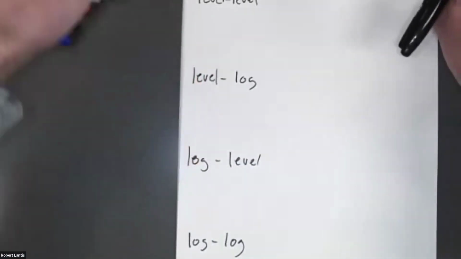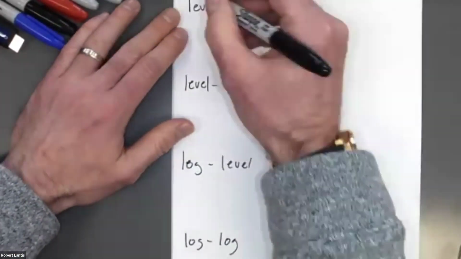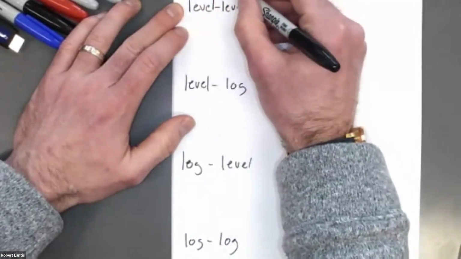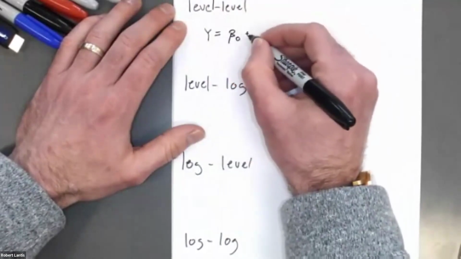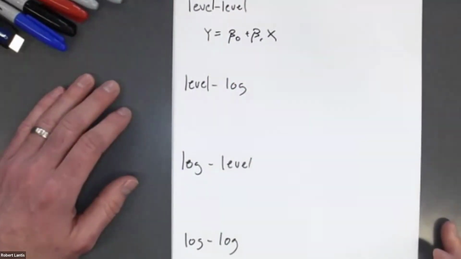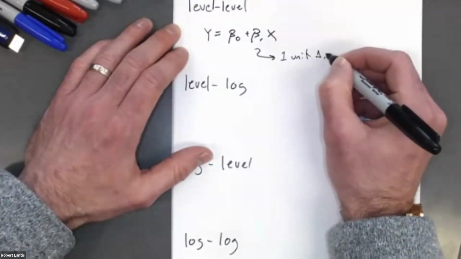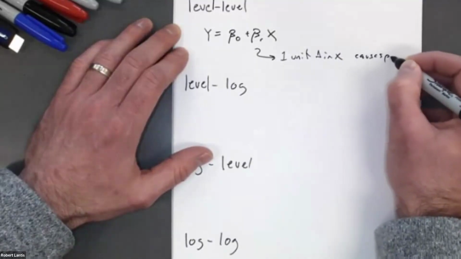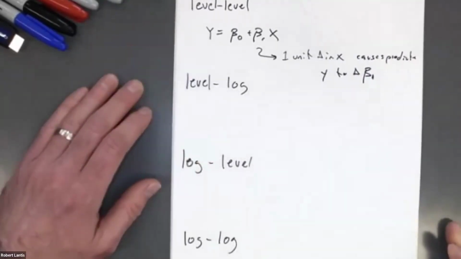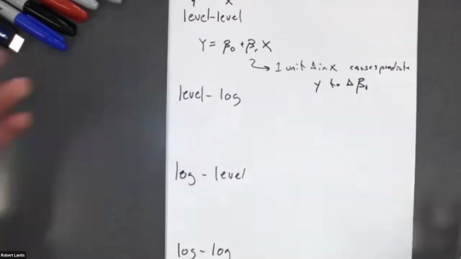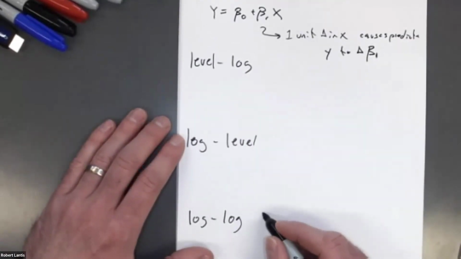So we've got these 4 different types of models. Let me get them all on the same screen here. And really what this refers to is what I'm using for my Y variable and what I'm using for my X variable. So the level, this is everything that we've been doing up to this point. This is just our typical linear relationships, right? We said, how do I interpret the coefficient here? It's just a 1 unit change in X causes our predicted Y to change by whatever that coefficient is. Okay. Nothing new there.